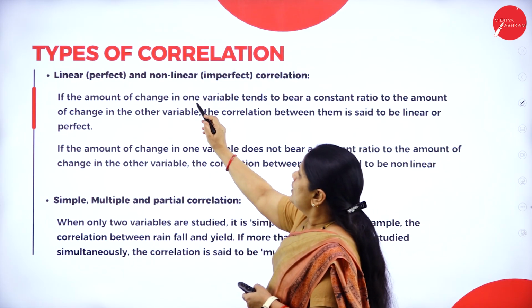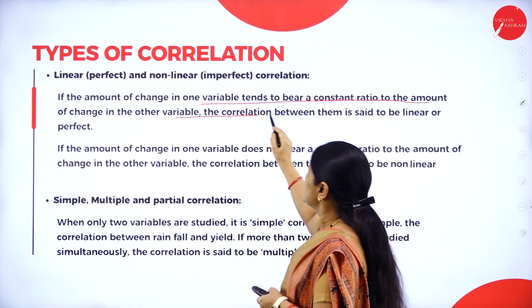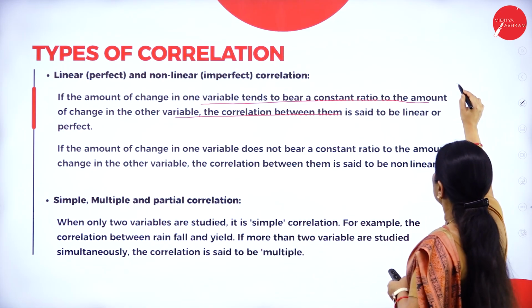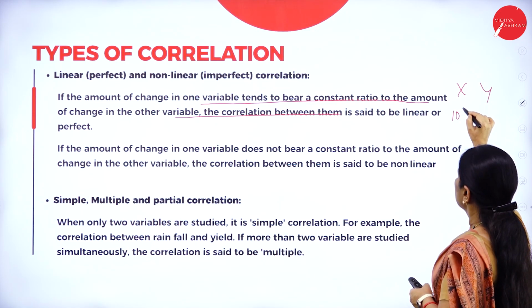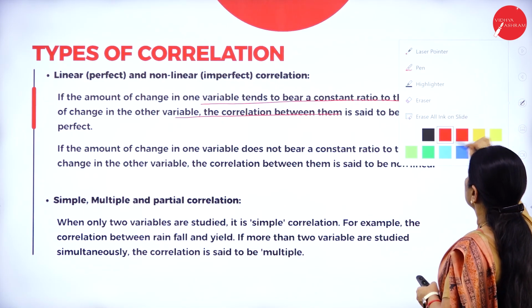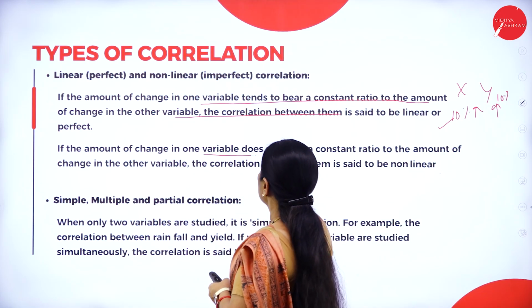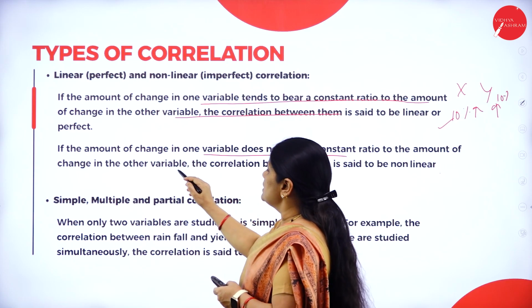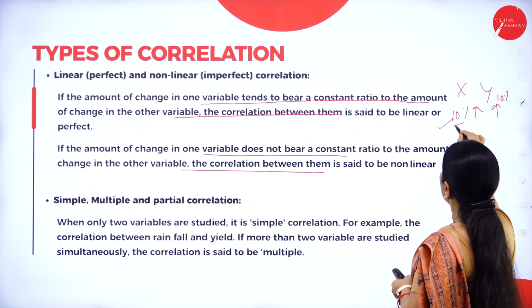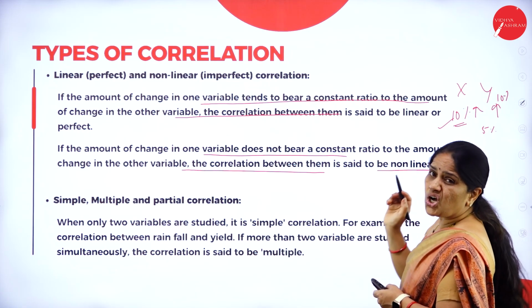Then, if the amount of change in one variable tends to have a constant ratio to the amount of change in the other variable, then it is said to be linear or perfect. Suppose in the x and y variables, here there is a 10% change, here also we have a 10% change, then we call it a linear correlation. If the amount of change in one does not bear a constant change in the other, then it is said to be non-linear. Suppose here it is 10%, but here it is only 5%, then we call it non-linear.